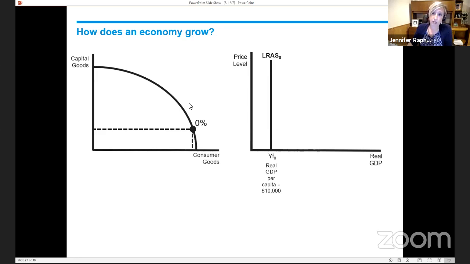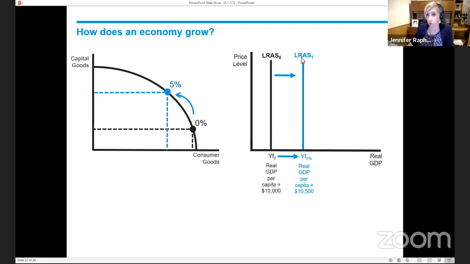Now, what happens if the economy changes the production combinations that it's producing, and we produce some level of consumer goods and capital goods here that's associated with a 5% increase in next year's productive capacity? So if we increase the amount of capital goods that we are producing, we see the opportunity cost is we have to give up some current consumption, we have to give up some consumer goods. But what this means is if we're producing this many capital goods, not only do we have enough to produce the same amount of output next year, we actually can produce 5% more. And that might be analogous to real GDP next year of $10,500.